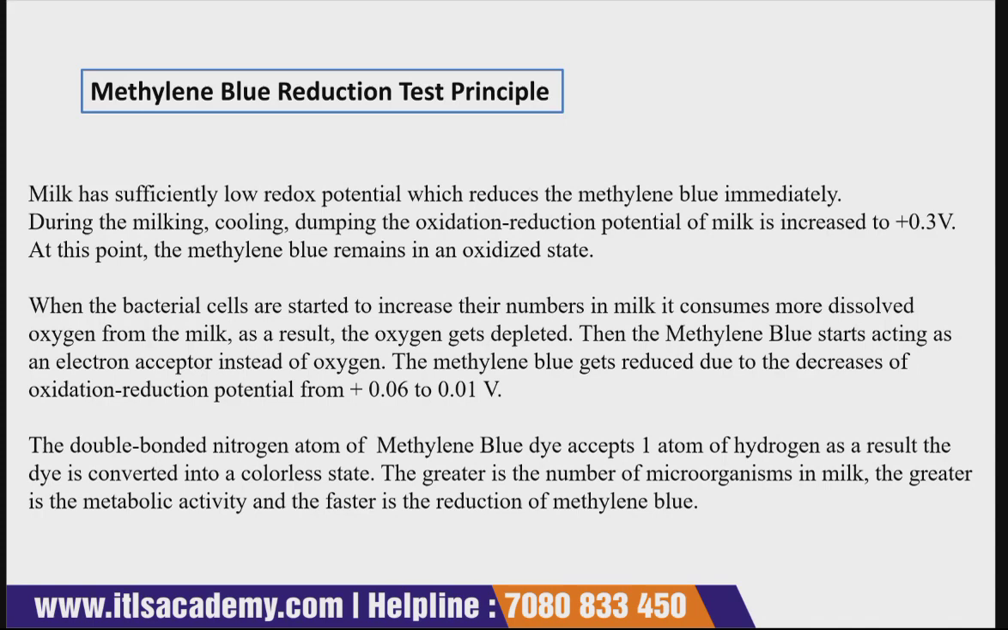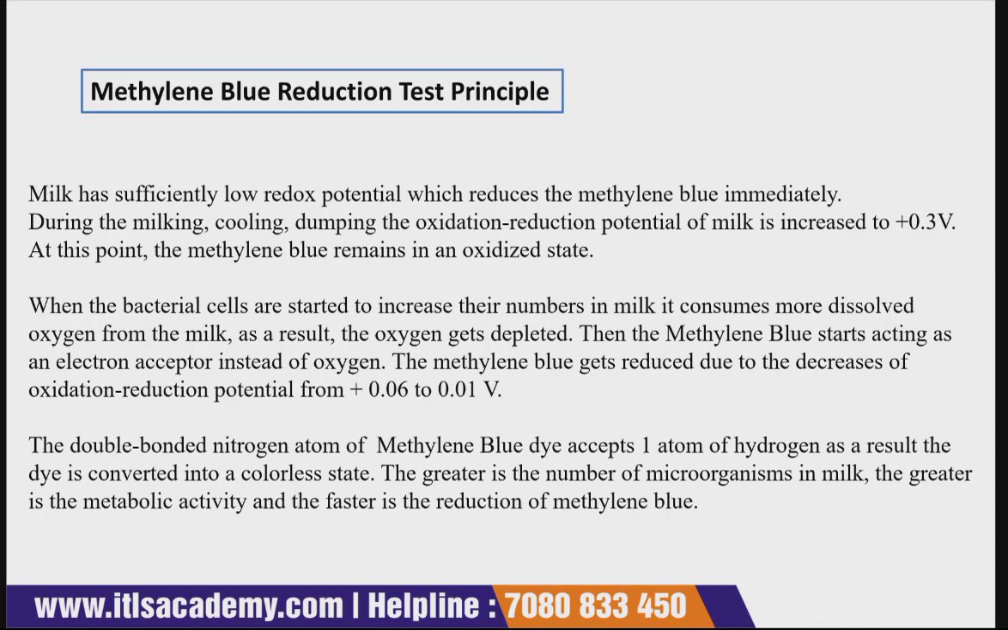The double bond nitrogen atom of methylene blue accepts one atom of hydrogen. As a result, the dye is converted into a colorless state. So the greater the number of microorganisms in the milk, the greater the metabolic activity, and the faster the reduction of methylene blue. If the number of microorganisms is greater in the milk, what is the effect? The greater the metabolic activity, the methylene blue gets reduced very fast.